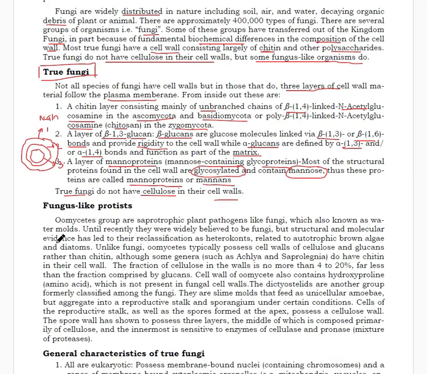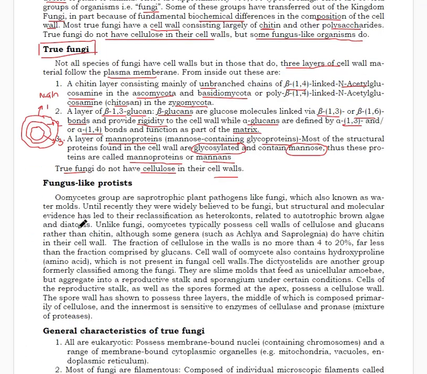Moving forward, fungus-like protists. Oomycetes are a group of saprophytic plant pathogens, saprophytic meaning feeding on dead matter, which are also known as water molds. So what is another name of water molds? It is oomycetes. What is another name of oomycetes? It is water mold.